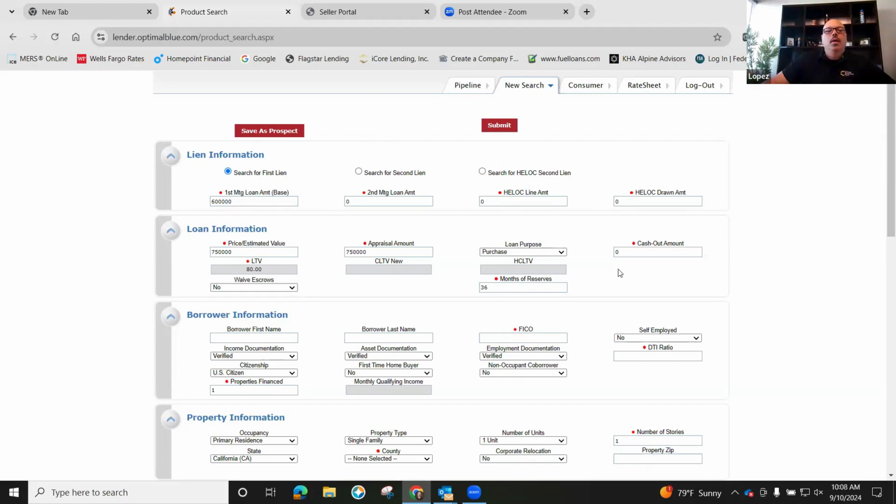Again, some of these will be auto-populated. This one right here that talks about months of reserves, it's giving me 36. It auto-populates. Am I going to waive escrows? No. What does that mean?